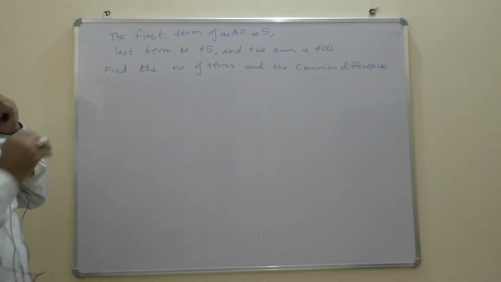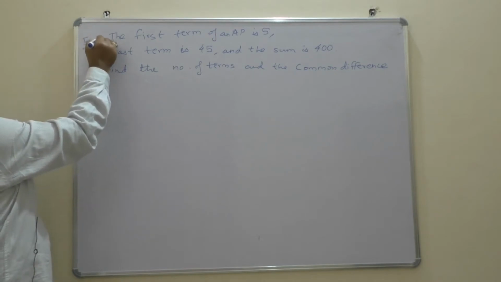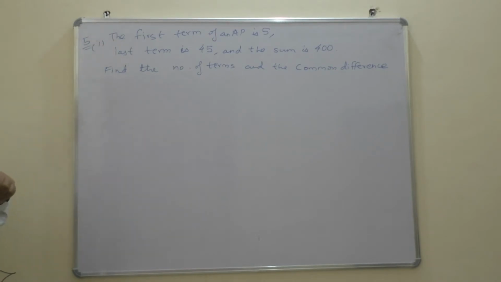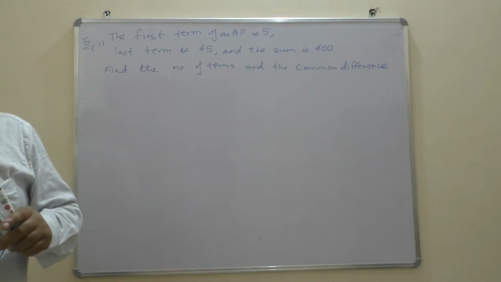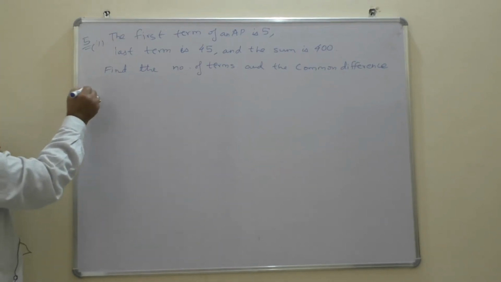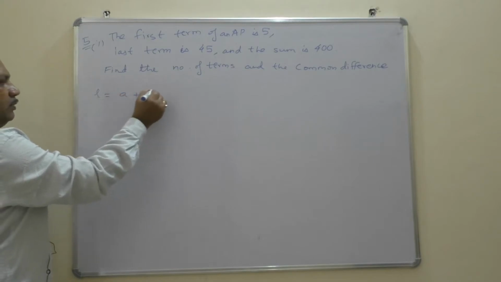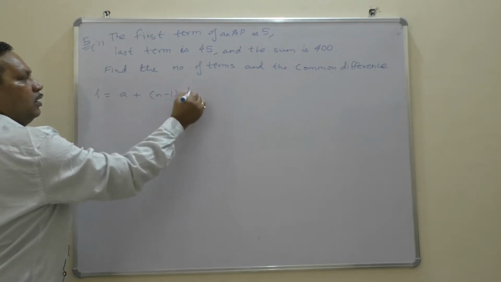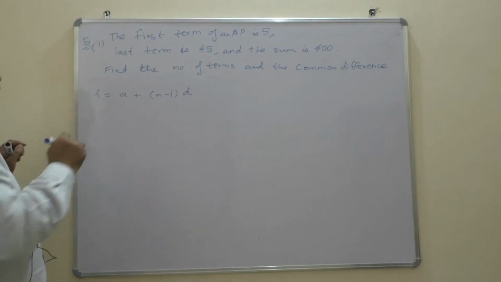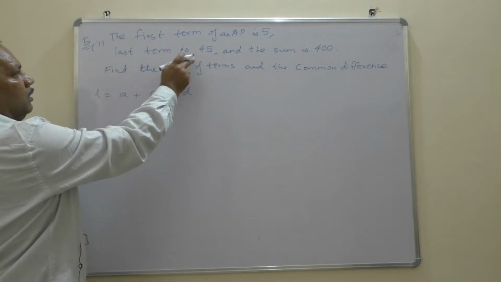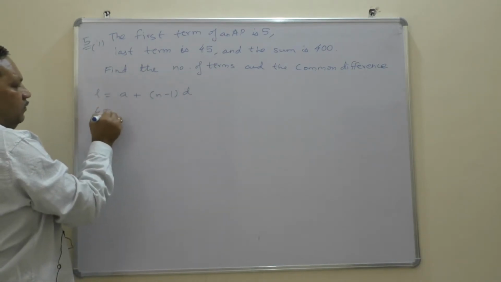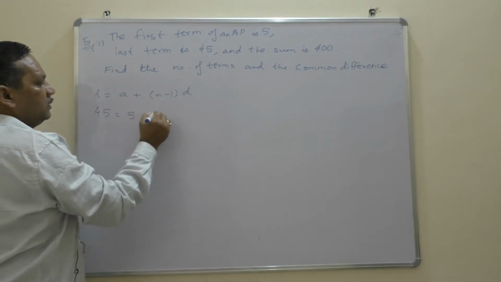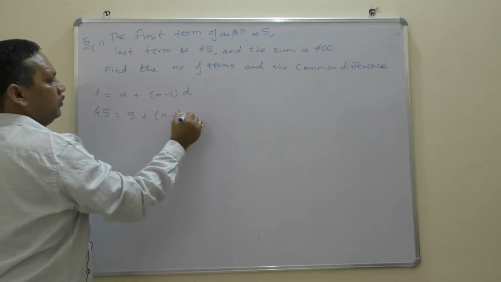So this is question number 5, the first part. The first term of an AP is 5, the last term is 45, and the sum is 400. Find the number of terms and the common difference. Now what is the last term formula? L is equal to a plus n minus 1 d. Yes or no? The first term is 5 and the last term is 45. So 45 is equal to 5 plus n minus 1 into d.